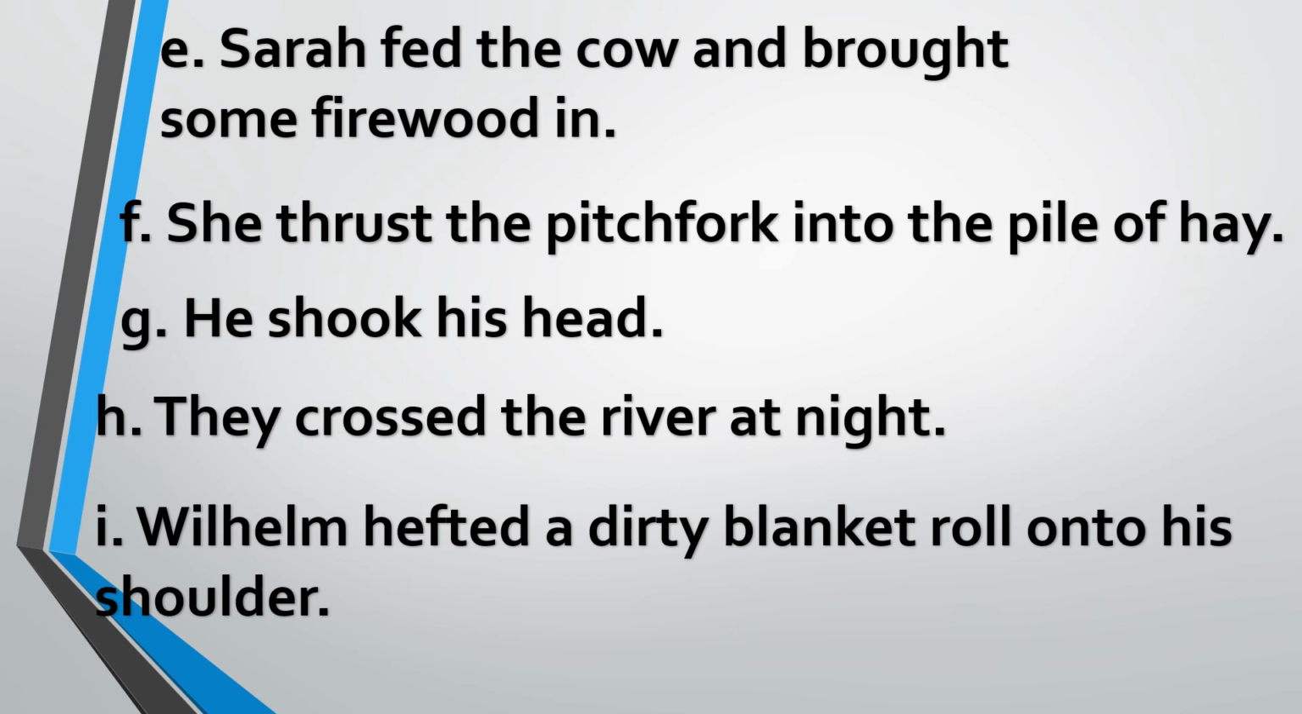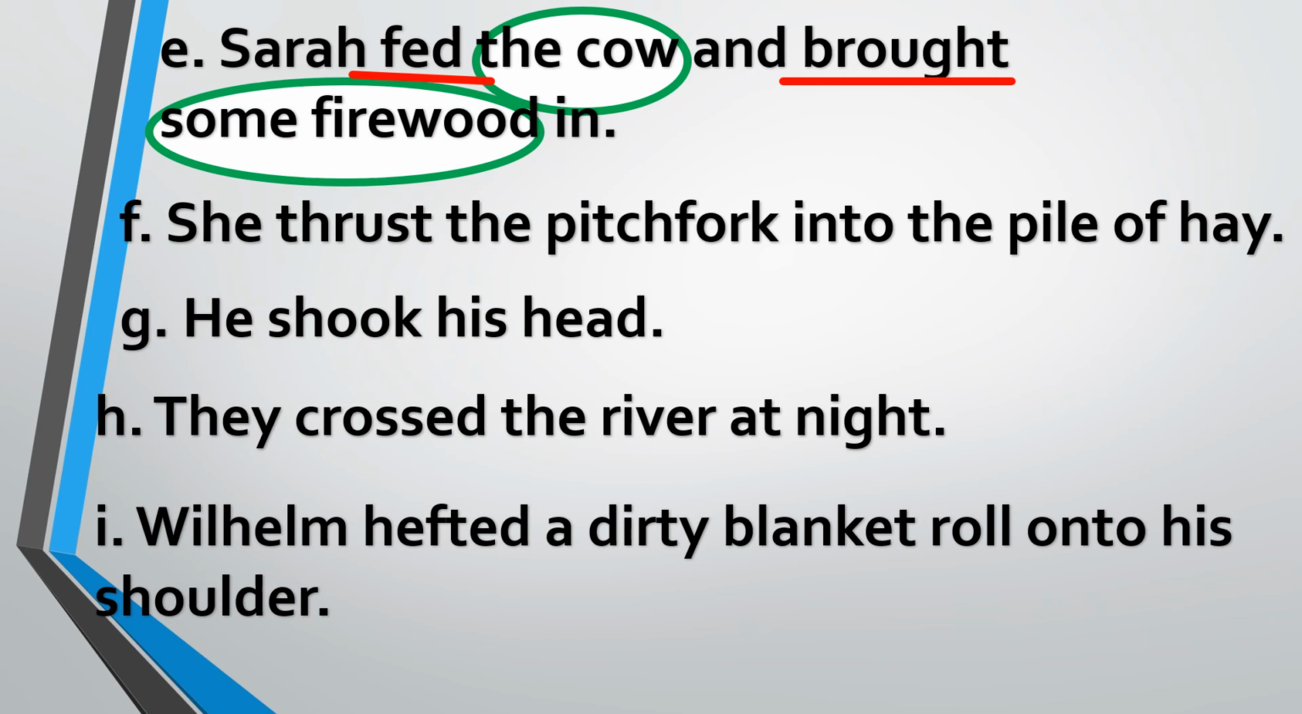Letter E, Sarah fed the cow and brought some firewood in. So the subject here is Sarah. So fed here is the transitive verb because it's an action and it has the direct object, which is the cow. Another transitive verb in the sentence is brought. It's an action verb and at the same time it has the direct object, which is some firewood.